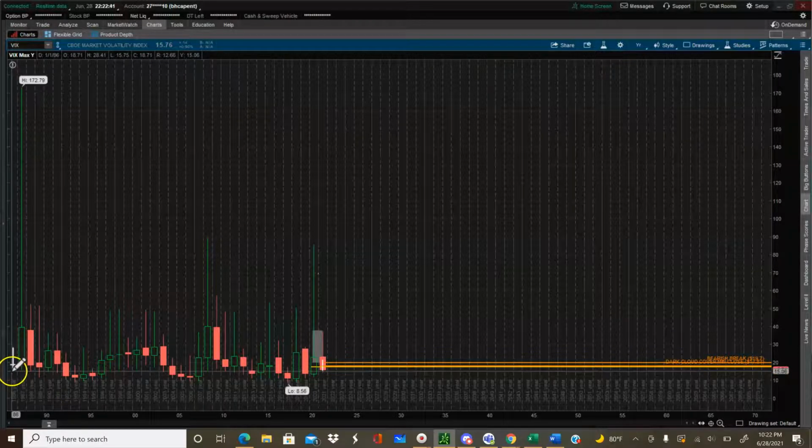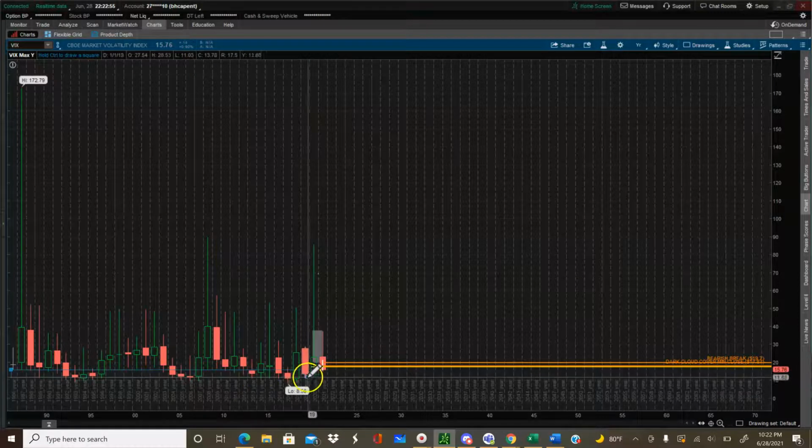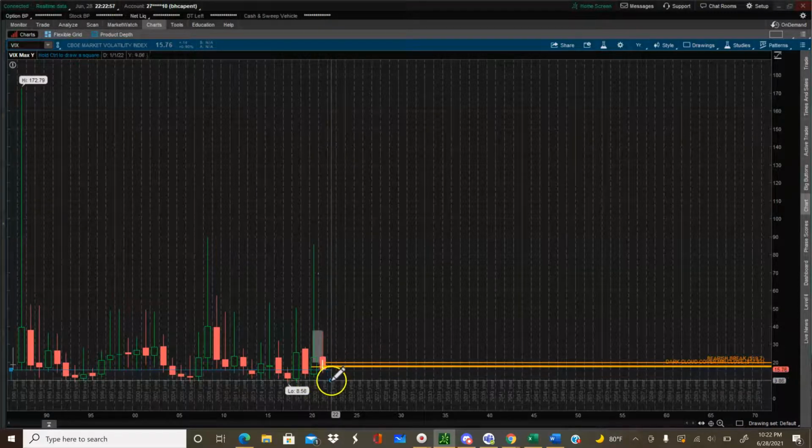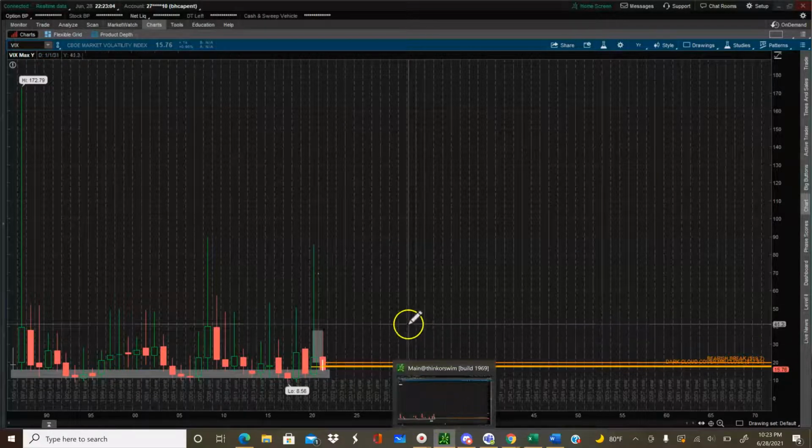So that is something that I don't forget. You can easily see, and you can extend it up to $16 or whatever you prefer, but you can clearly see the significance of this area here on this yearly chart.